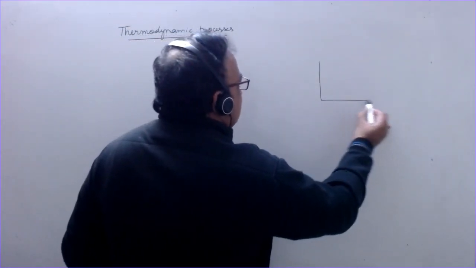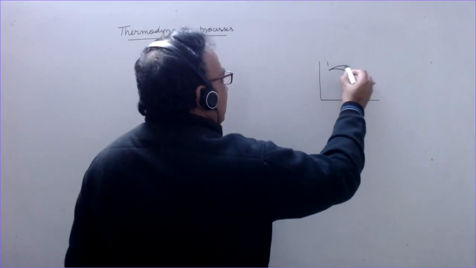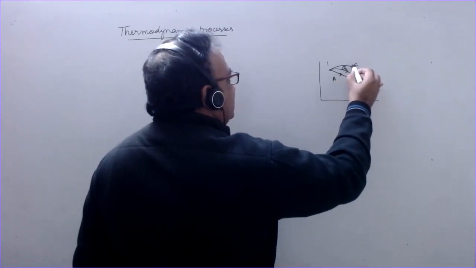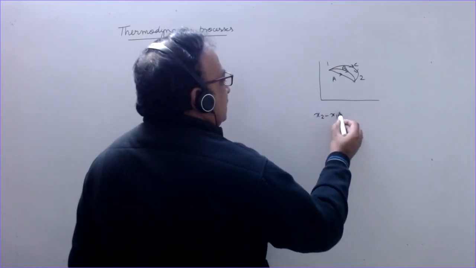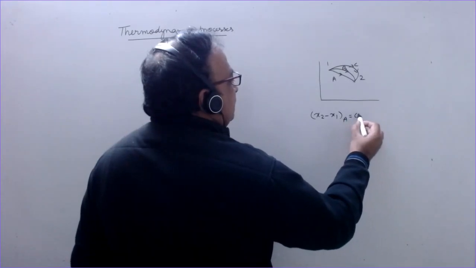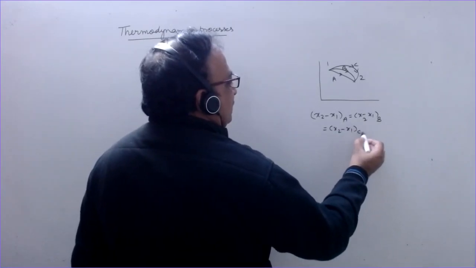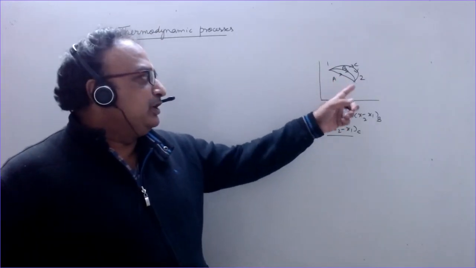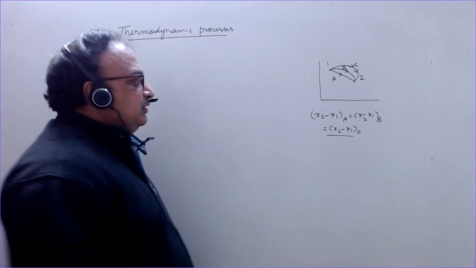So suppose we have the system moving from 1 to 2 following this path and following another path; there are more than two paths, A, B, C. X is the property or the variable, so x2 minus x1 following the path A is equal to x2 minus x1 following the path B, x2 minus x1 following the path C. That means the change in the variable x is dependent upon the difference of the final minus initial state endpoints. So it is called a point function.